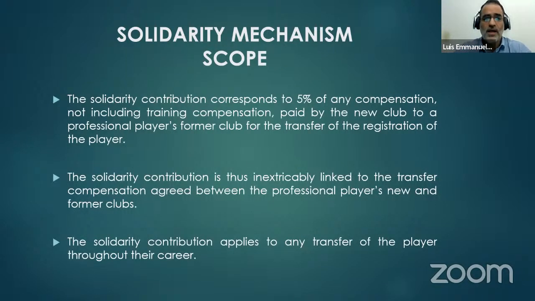So then in regards to the scope of the solidarity mechanism, we got that in Article 1, Annex 5. The solidarity contribution corresponds to 5% of any compensation, not including training compensation, paid by the new club to the professional player's former club for the transfer of the registration of the player. This solidarity contribution, therefore, is linked to the transfer compensation agreed between the professional player's new and former clubs. Also, the solidarity contribution applies to any transfer of the player throughout their career. This is another difference in regard to training compensation that we're going to see in further detail as we go on in this session.